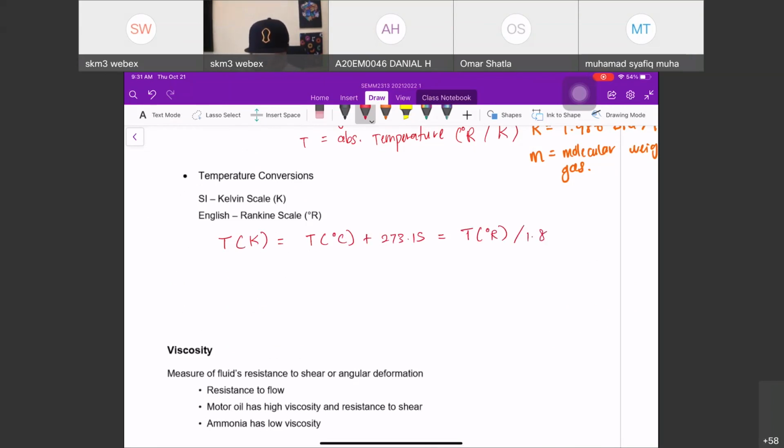If you want to convert from another unit to temperature in terms of Rankine, which is temperature from Fahrenheit, you must add 459.67. That equals 1.8 times the temperature in Kelvin. Okay, this is another one.